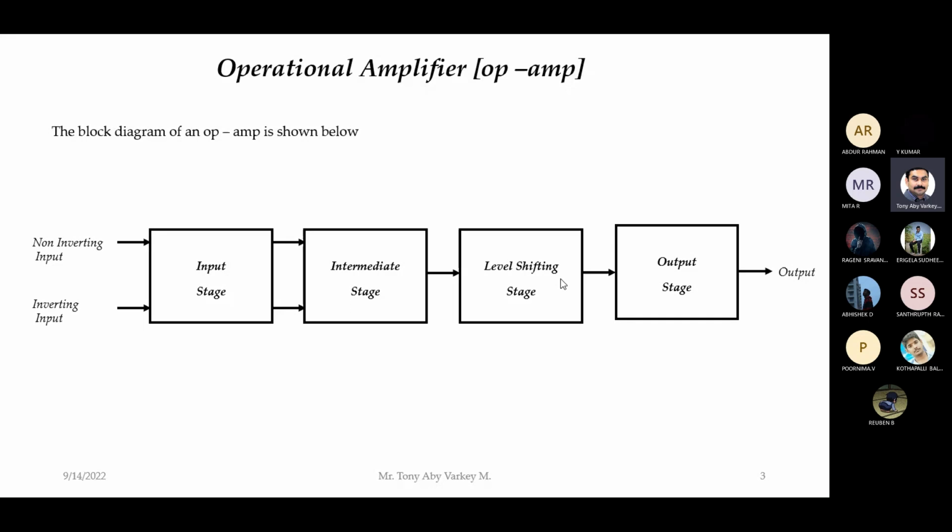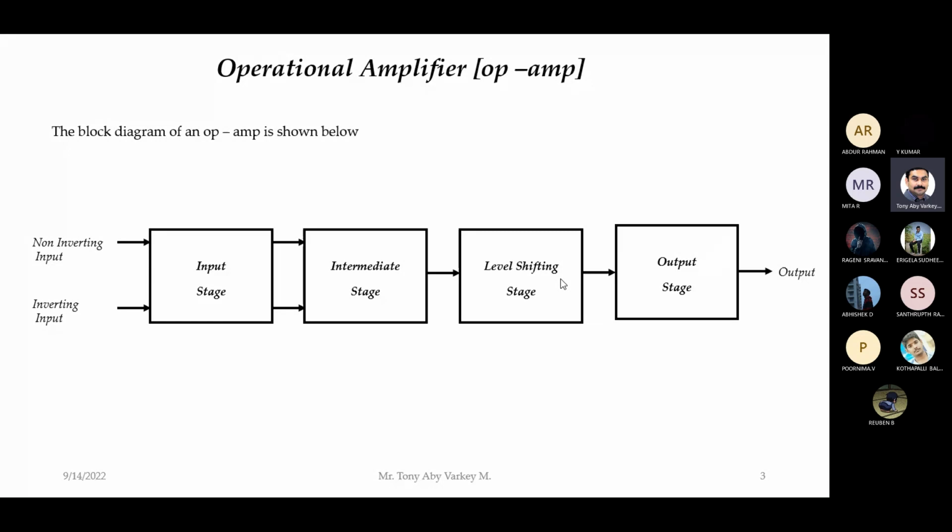So due to this, what will happen is that the output might be shifted. If the actual output was supposed to be 1 volt, it might be going to 3 volt and all. It will get shifted up or down. So the DC level will be shifted. To bring it back to the origin, we are giving a level shifting stage. That is because of the direct coupling.